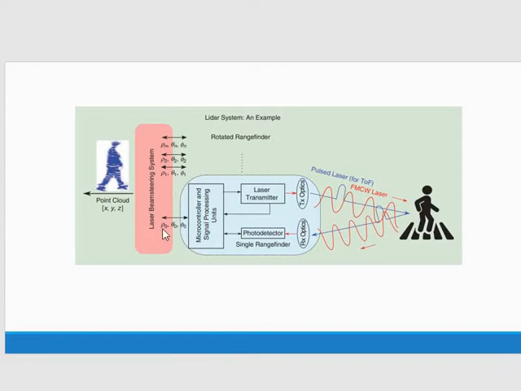This is how the simple LiDAR process works. Here you can see the laser beaming system controlled by a microcontroller, with photodetectors and laser transmitters which transmit and receive the optics, and we can detect a human by creating a point cloud view.